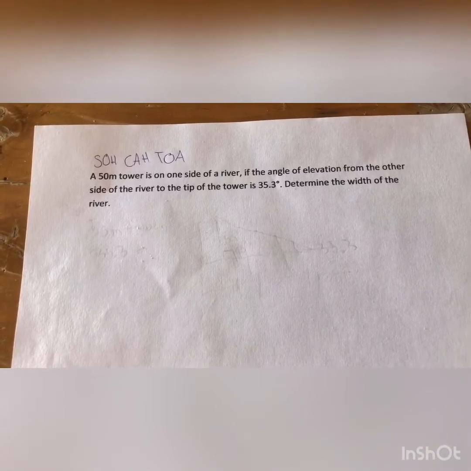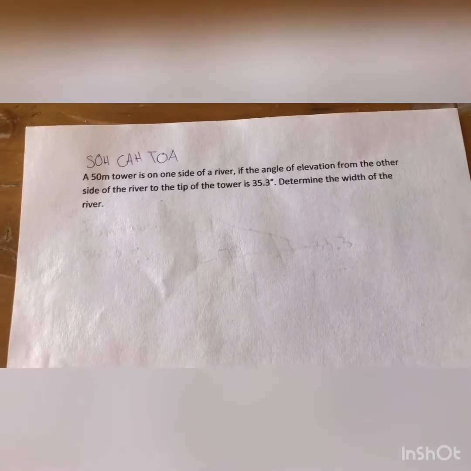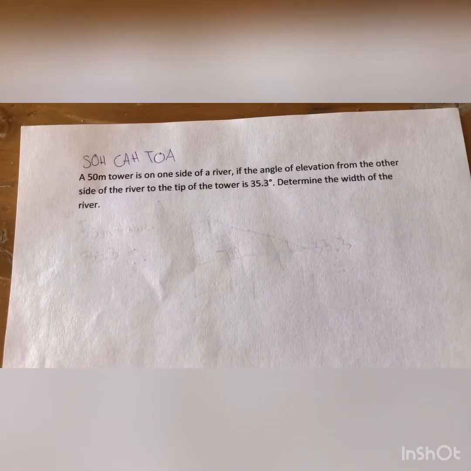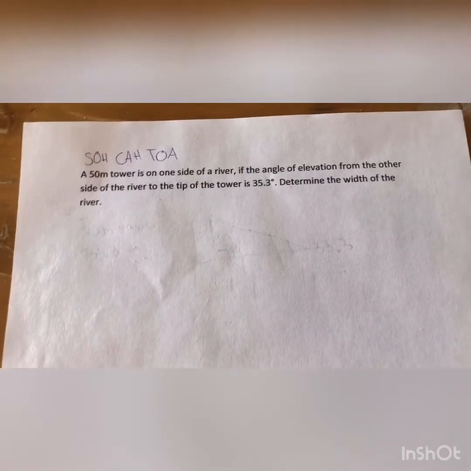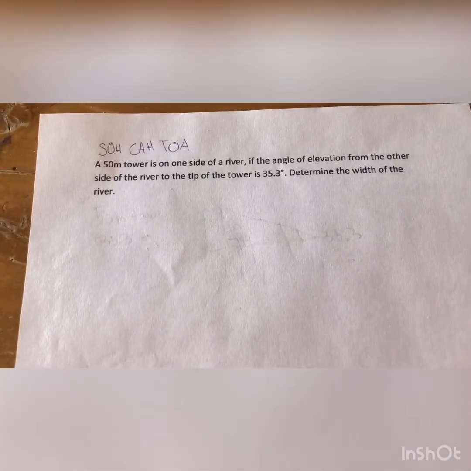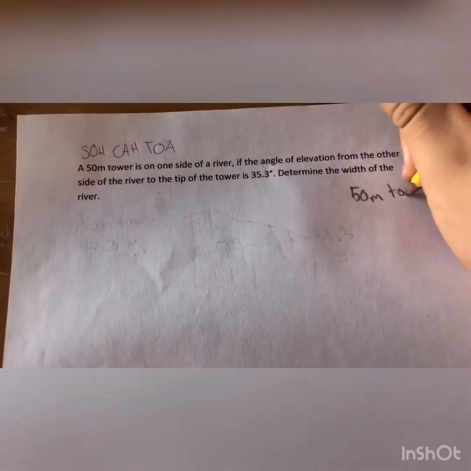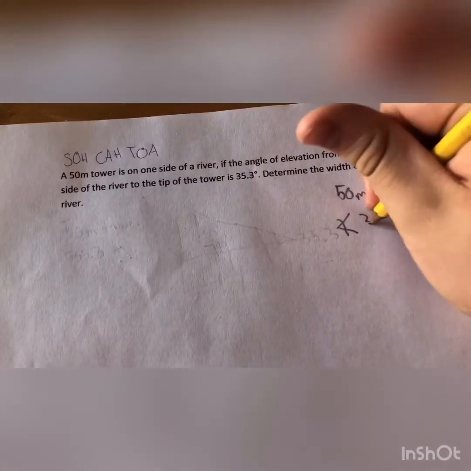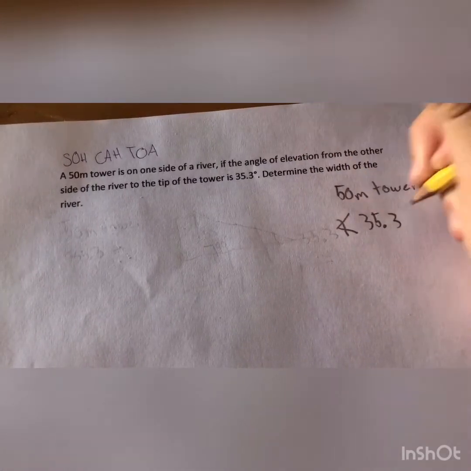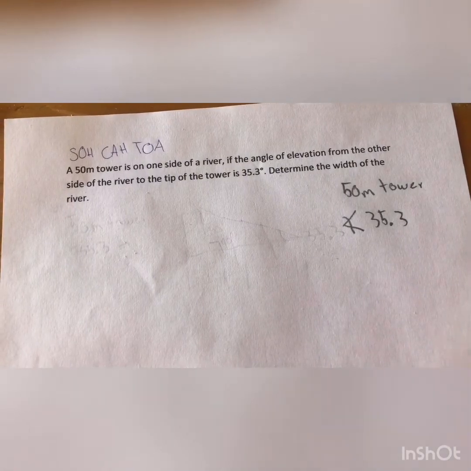A 50-meter tower is on one side of a river. If the angle of elevation from the other side of the river to the tip of the tower is 35.3 degrees, determine the width of the river. So the first thing we have to do is get the data, which is a 50-meter tower and a 35.3 angle.